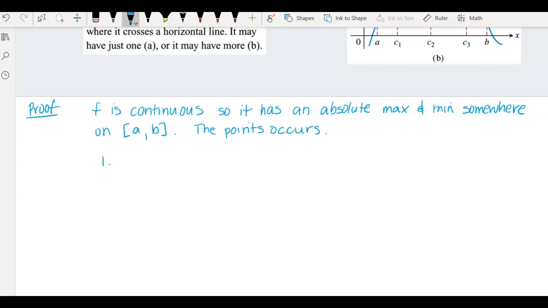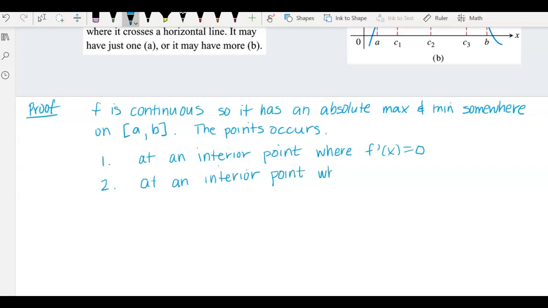One is somewhere in the interior. And we knew that those interior points happen when the derivative is equal to 0. It could be also at an interior point where the derivative is undefined. And then the third option, like I said, would be at the endpoints.